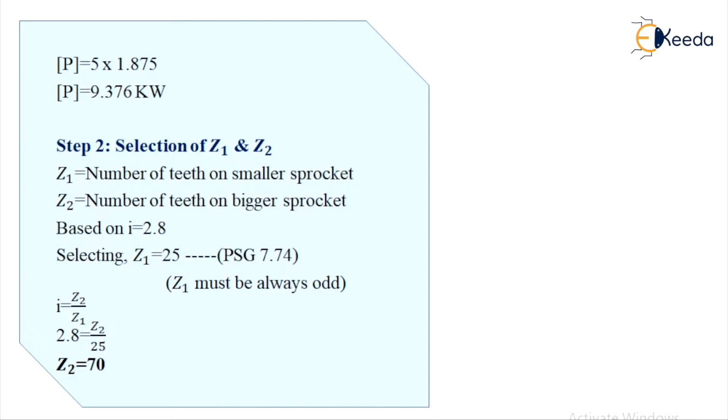Next step is to select Z1 and Z2, where Z1 is number of teeth on the smaller sprocket and Z2 is number of teeth on bigger sprocket. Based on I is equal to 2.8 from PSG 7.74, since I is equal to Z2 upon Z1, I can write down 2.8 is equal to Z2 upon 25. So I get the answer for Z2 as 70. Here note that Z1 must always be odd.